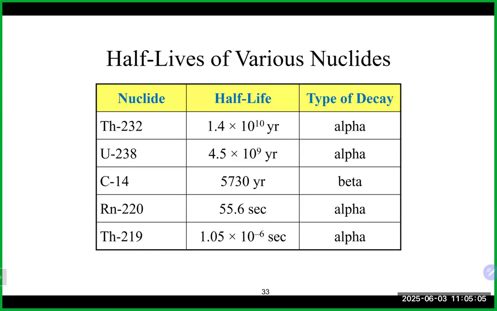Obviously, half-lives have different amounts, and half-lives could be really long and half-lives could be really short. Clearly, you can see here something like uranium has a half-life of like 4.5 times 10 to the 9 years. None of us make it into one of those, right? Or you could have something like Th-219, which is only 1.05 times 10 to the minus 6 seconds, which we'll all make it to, hopefully, each of those half-lives.